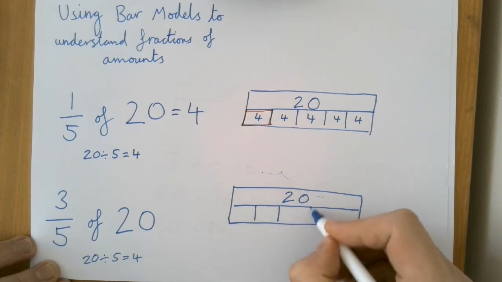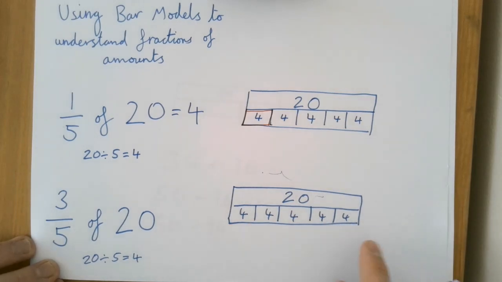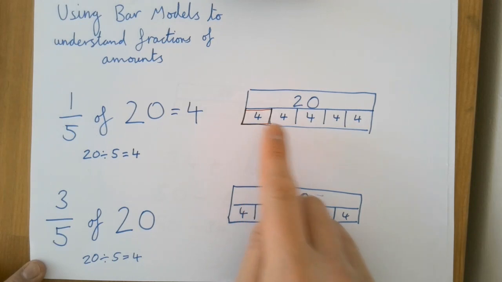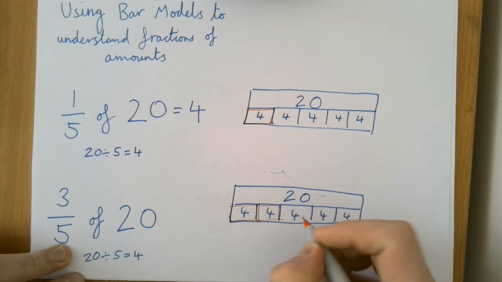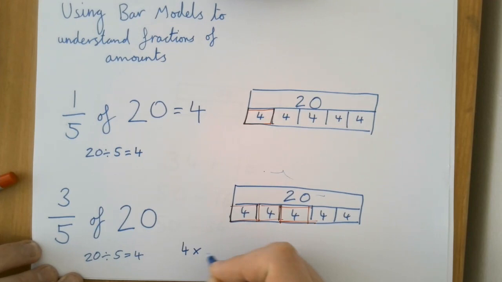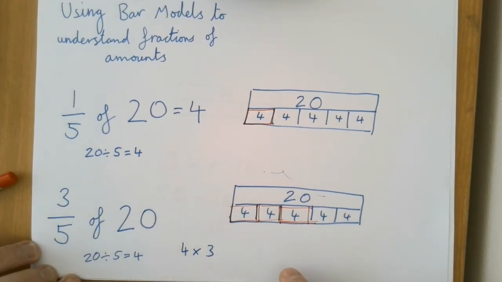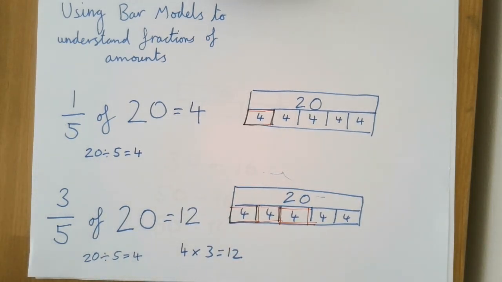We would still then have each individual part, so you can see it there. But instead of looking for just 1/5 of 20, we're looking for 3/5. We know that 1/5 of 20 is 4, so what we'd have to do then is take that 4 and multiply it by 3, our numerator. 4 times 3 is 12, or you can see here 4 add 4 add 4 is 12, so 3/5 of 20 is 12. And that's how you use bar models to work out or understand fractions of amounts.